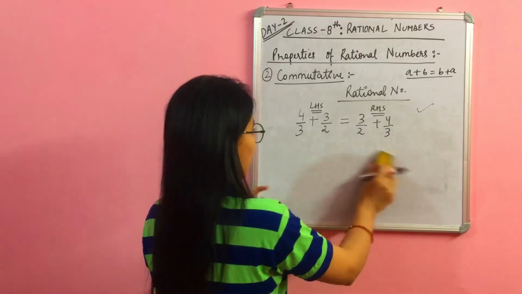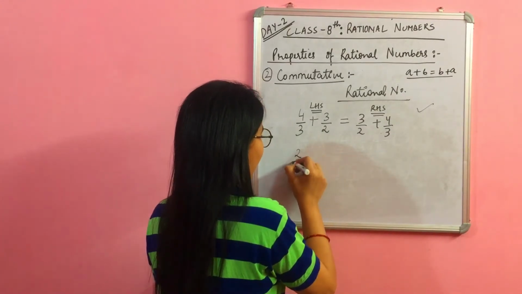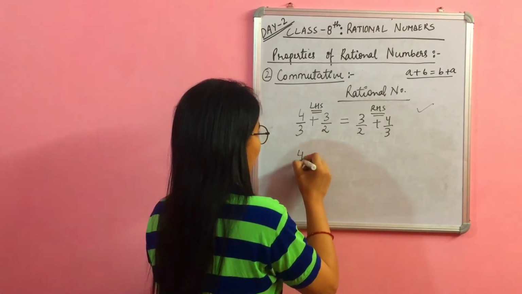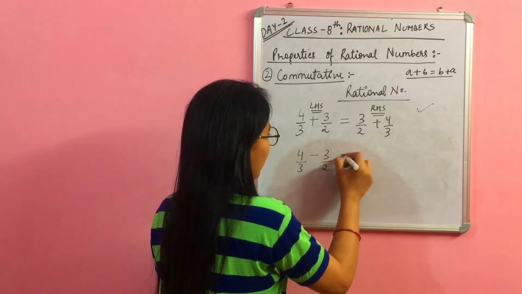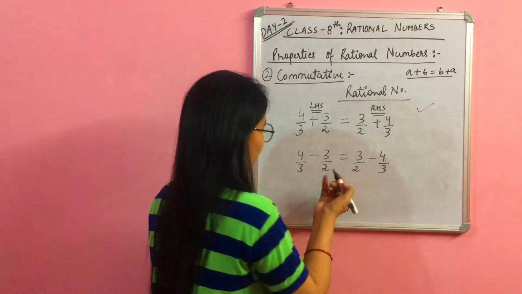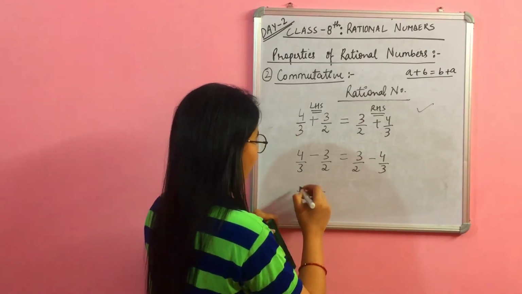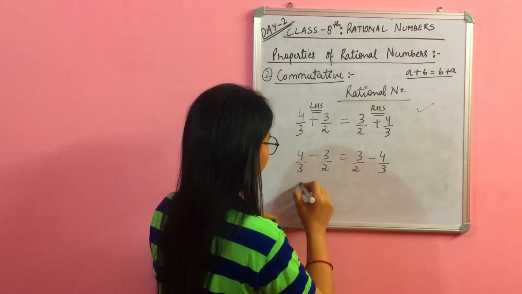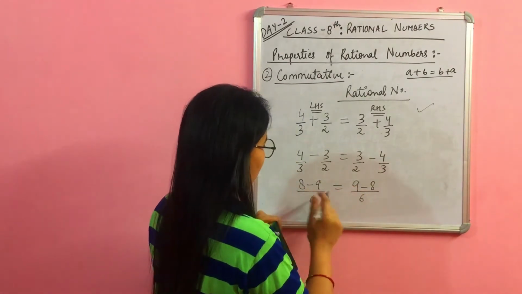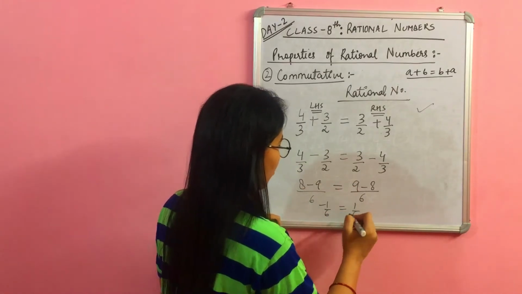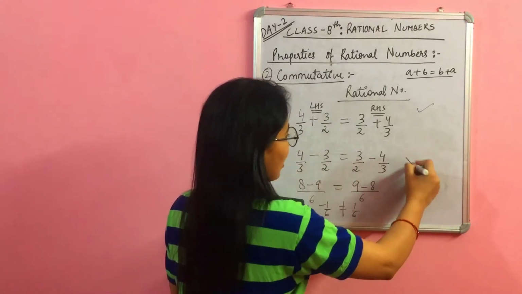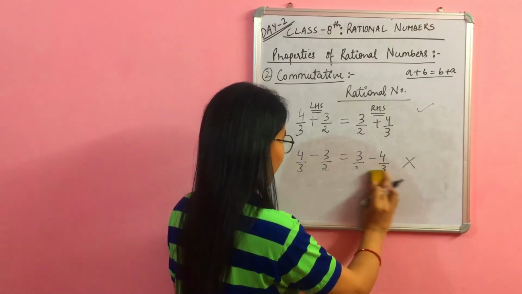Let us check for subtraction. Let us say I am having two rational numbers. Let us take the same rational numbers. 4 upon 3 minus 3 upon 2 is equal to 3 upon 2 minus 4 upon 3. So what we are having here, 6, and this will be 8 minus 9 is equal to 9 minus 8. So this will be minus 1 upon 6 and this is equal to 1 upon 6, which is not equal, right? So in the case of subtraction, our condition is not satisfying, right?